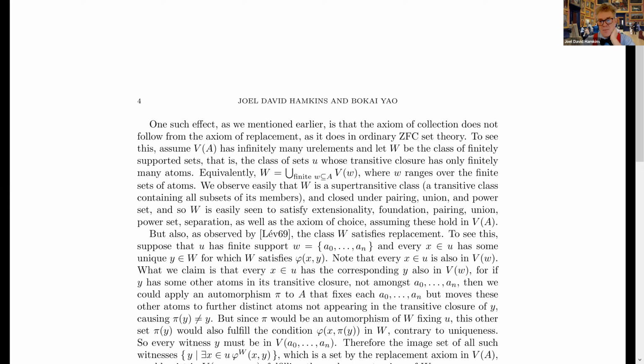But meanwhile, this class W violates collection, because for every n, there is a set of atoms of size n. But you cannot collect those, because the collecting set would have infinitely many atoms in it, but W is the class of finitely supported sets, and so only the finite support sets are allowed. So we don't have collection, but we do have replacement.